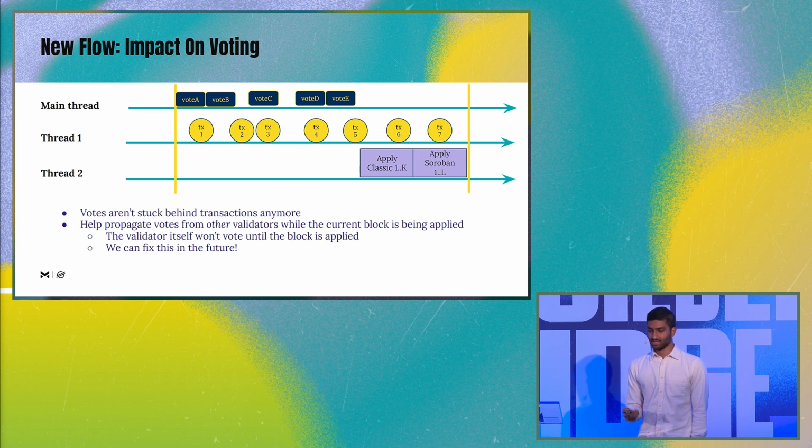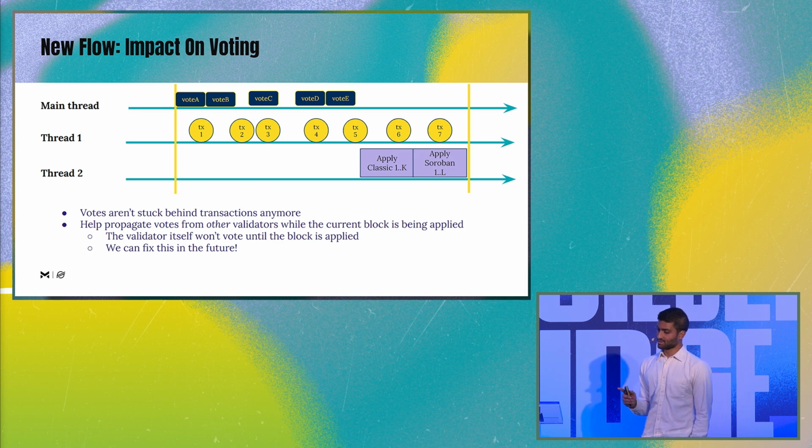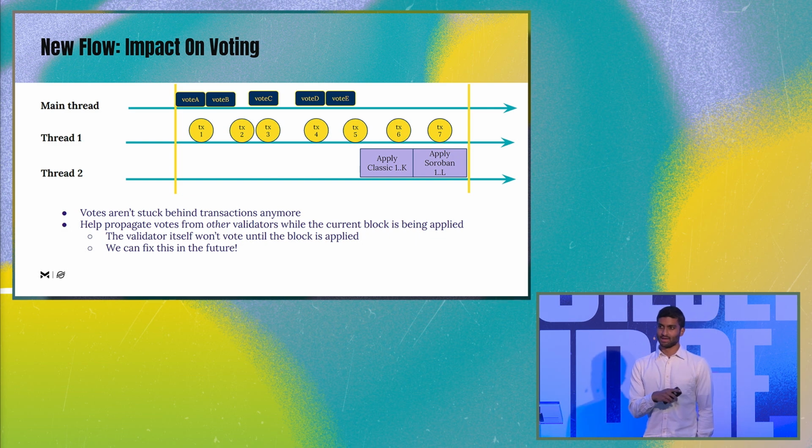This change also improves voting, since it also improves head-of-line blocking issues for votes, since votes aren't stuck behind transactions anymore. This also means that the node can process and propagate votes from other validators. Note that during application, the validators won't vote themselves yet. However, it can still process and propagate votes from other nodes. And in the future, we're planning to change this and allow validators to vote while application is happening. This is what I mentioned earlier about voting for ledger n+1 while we're applying for ledger n.